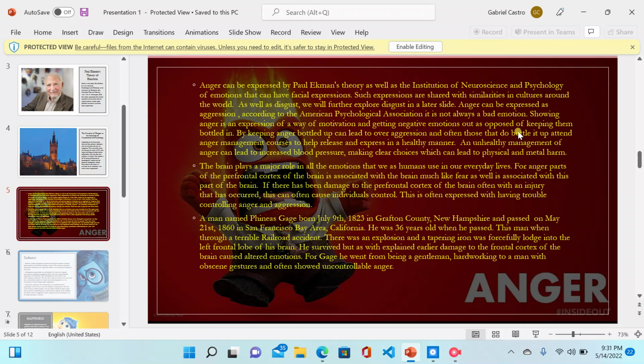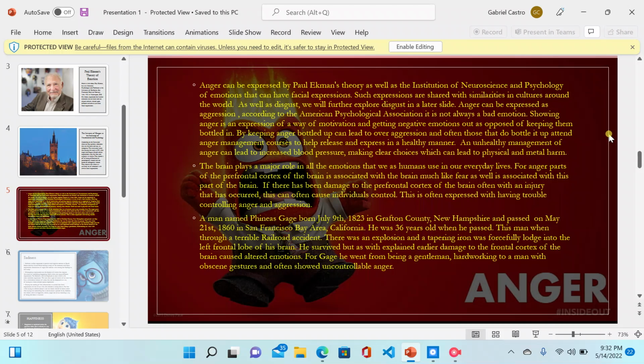Anger can be expressed as aggression. According to the American Psychological Association, it is not always a bad emotion though. Showing anger is a way of motivation and getting negative emotions out, as opposed to keeping them bottled in. Keeping anger bottled up can lead to overaggression, and often those that do bottle it up attend anger management courses to help release and express it in a healthy manner.